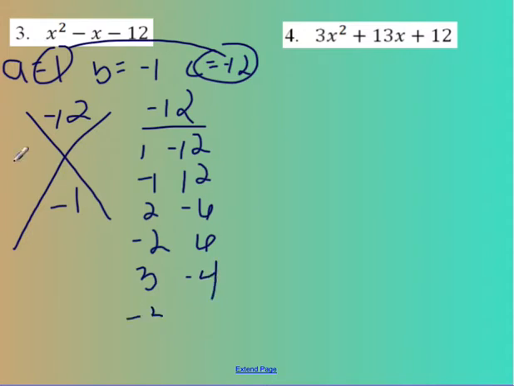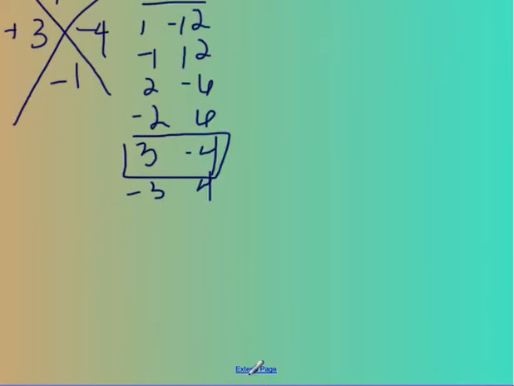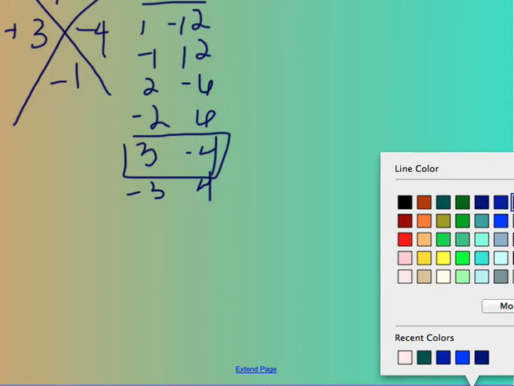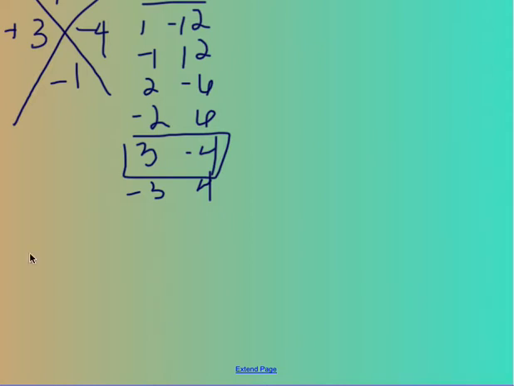Because it's a negative product, we have to have a positive and a negative sign. So we want to get a negative 1, and what's going to give us that is positive 3 and negative 4. So now we're ready to factor by grouping. So we're going to write out our equation, and we're going to keep the first term the same, and then we're going to split up the second term. We're going to have plus 3x minus 4x minus 12. So now we need to factor by grouping.